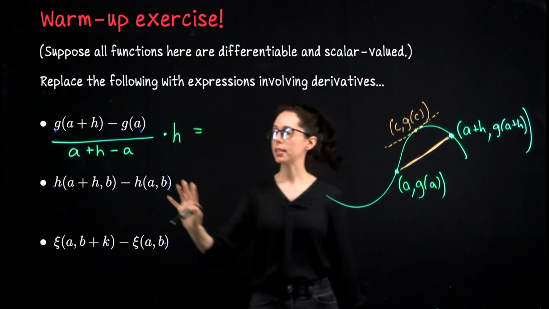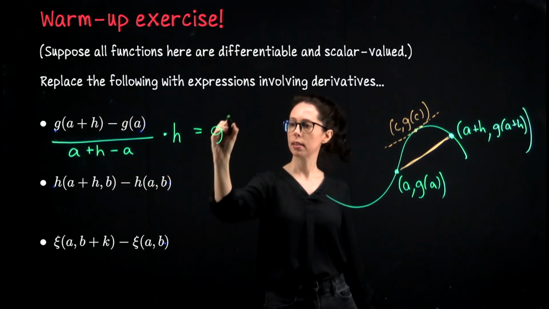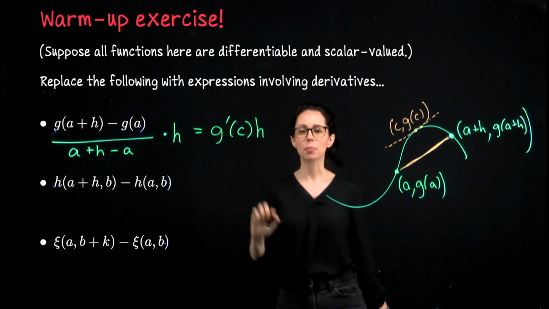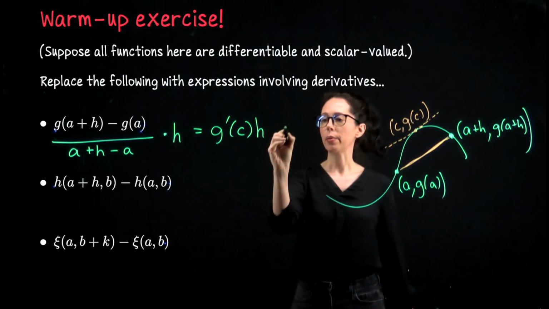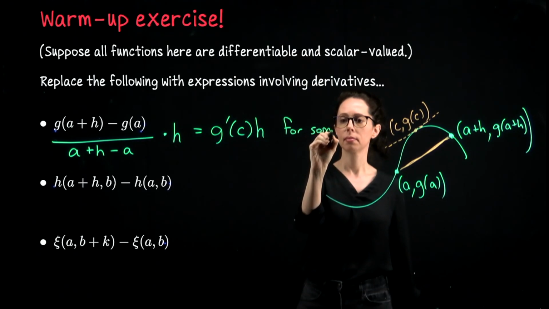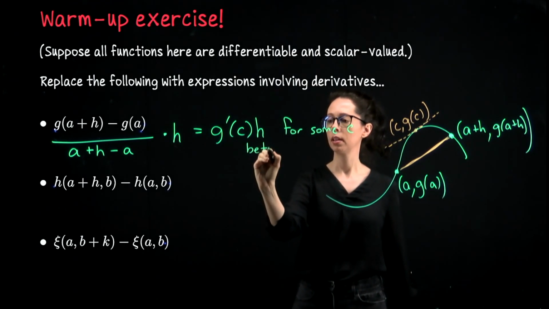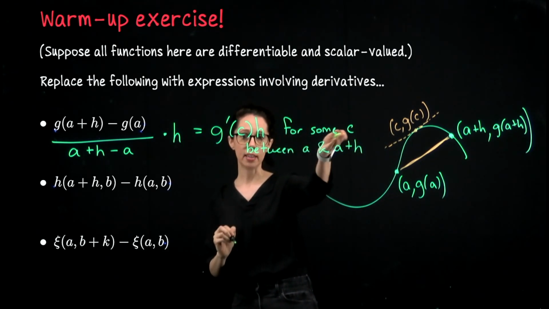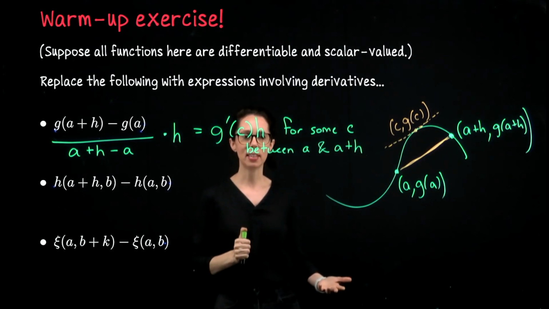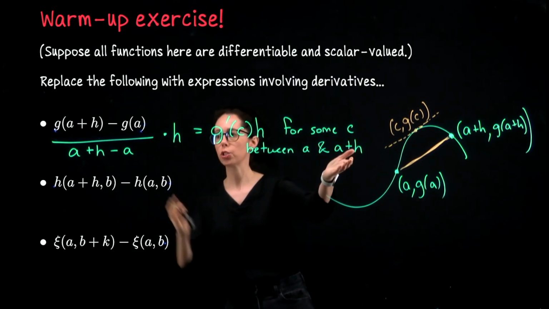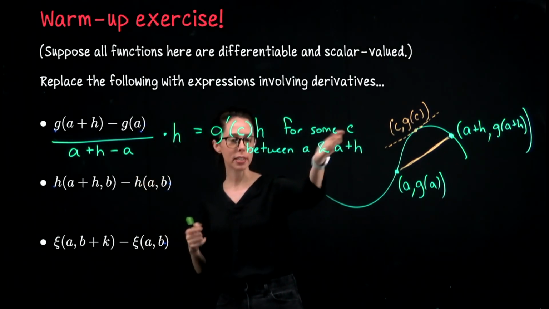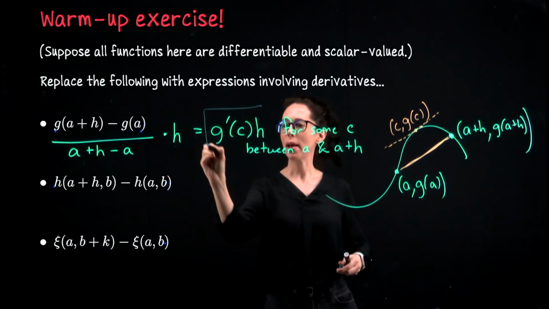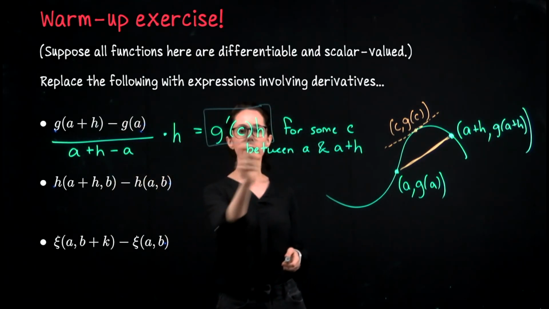So what we're going to do is take this secant slope and replace it with g prime at c times h. Always be careful when you're using this kind of theorem to state what this is. So I would write for some c between a and a plus h. Not for all c. You don't get to choose the c. You just know that there is some c between these two inputs where g prime at that particular value would be equal to this ratio, and then the h is just going to carry over.